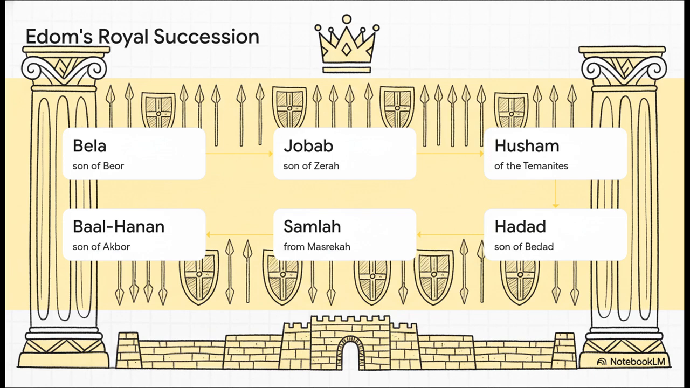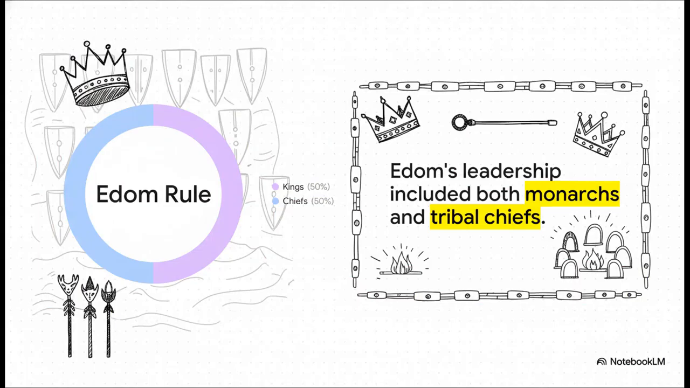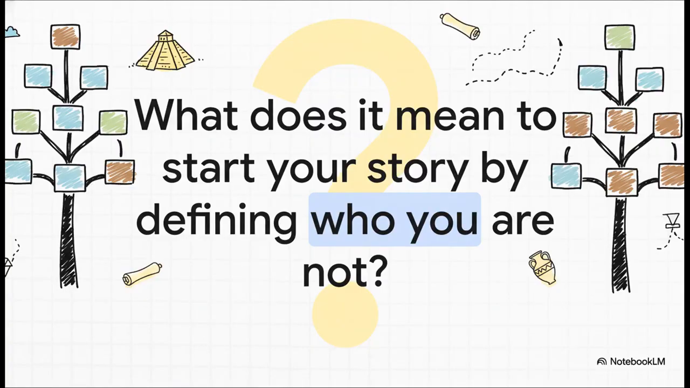And just to complete the picture of this rival nation, the source also lists its powerful tribal chiefs, names like Timnah and Kenaz. So this shows a complex society with different kinds of leaders, painting a really clear picture of a well-established and frankly formidable neighbor. Which brings us to our final question. This entire section, which is supposed to introduce the story of Israel, actually begins by meticulously detailing all the nations that are not Israel. It maps out their cousins, their neighbors, and their rivals first.